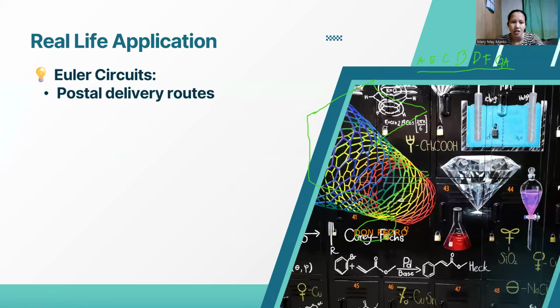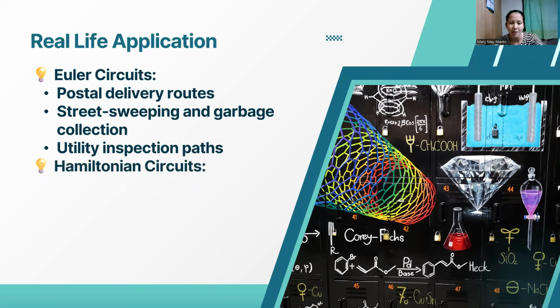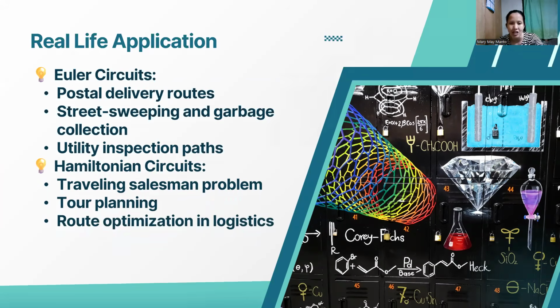Real life applications. For an Euler circuit, where you travel each road once, examples are postal delivery, so you don't go back and forth and waste gasoline, street sweeping and garbage collection, so you don't waste time, and utility inspection. For a Hamiltonian circuit, you visit each place once, like the traveling salesman problem, where you don't go back and forth to your home. Tour planning, so you don't return to your destination again and again, and route optimization in logistics, like Shopee, Lazada, and many others.